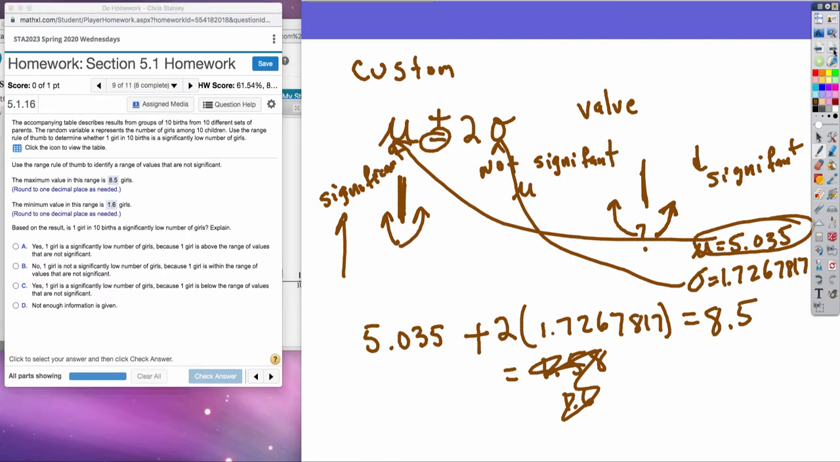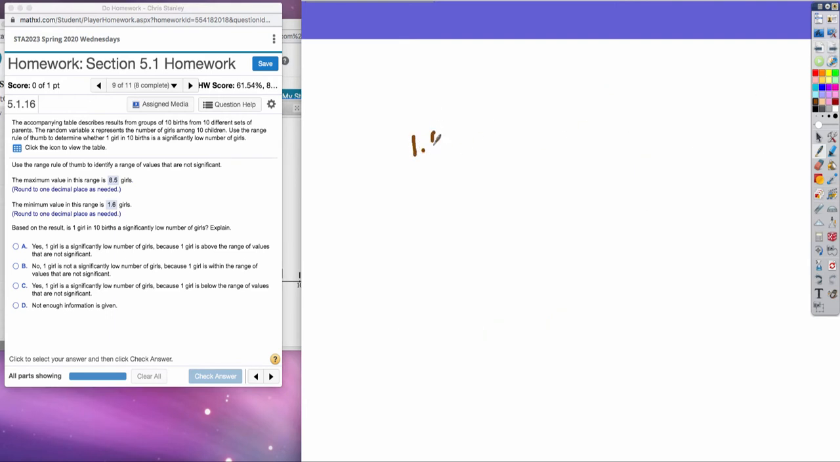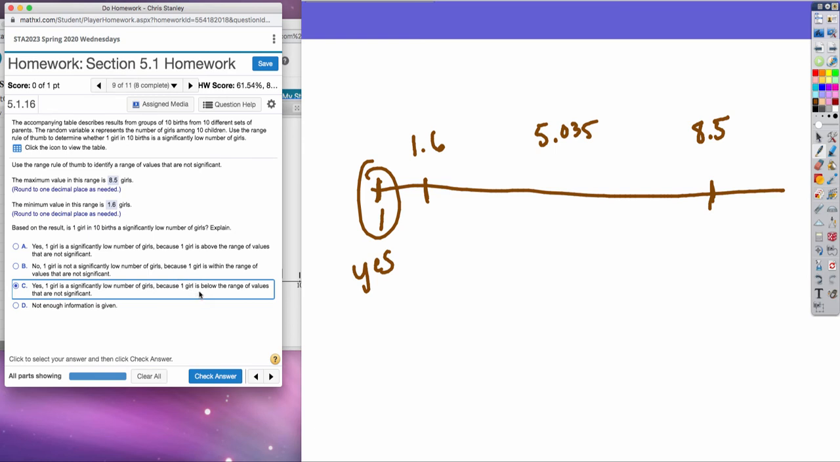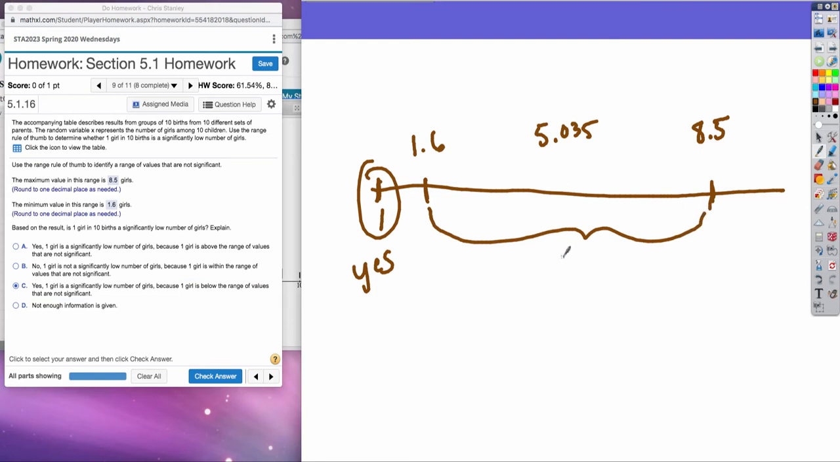Okay, so I got this 1.6 over here, the mean which was like 5.035, and this max I have 8.5. So now they're asking, is one growth significant? So then you're coming here, if this is a number line, these are like our cutoffs. One sits over here, so that's a yes. Just read C, because one is below the range, all these are not significant. Make sure you have that concept.